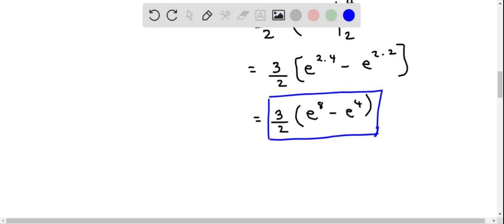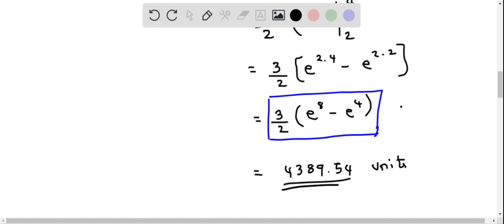And to find the decimal value of this length of curve, we can plug this into the calculator. And when we do that, we approximately get the value as 4,389.54, rounded to two decimal places, units. So this is the decimal value and this is the expression value. So this is the length of the curve for the given vector valued function.